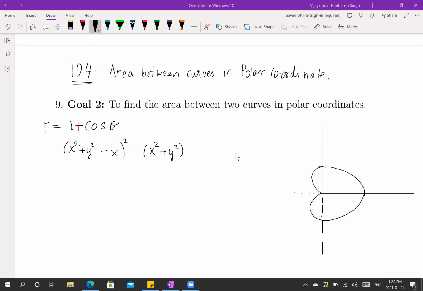Welcome students. We want to discuss area between curves in polar coordinate setup. So let's see, why do we need a polar coordinate setup?